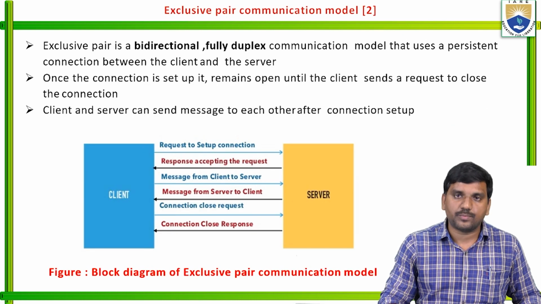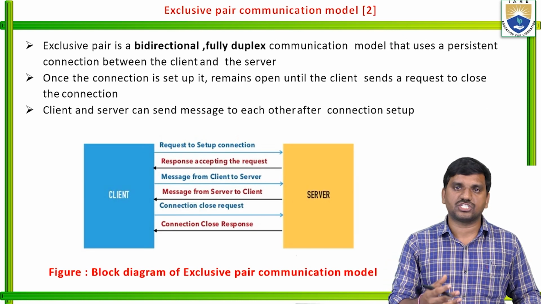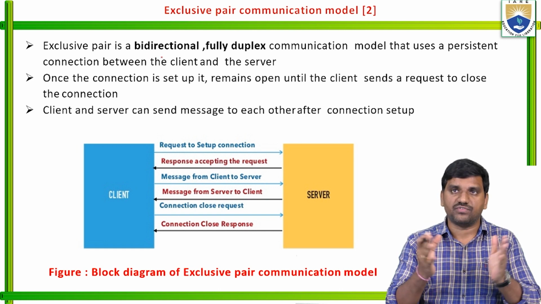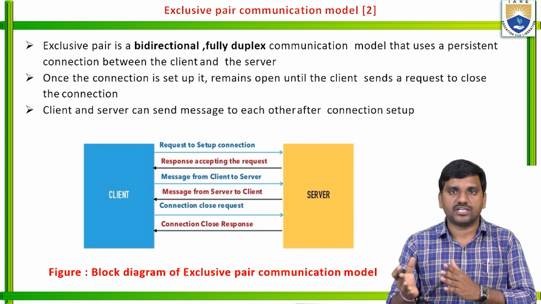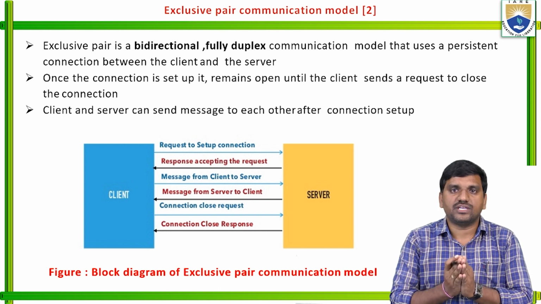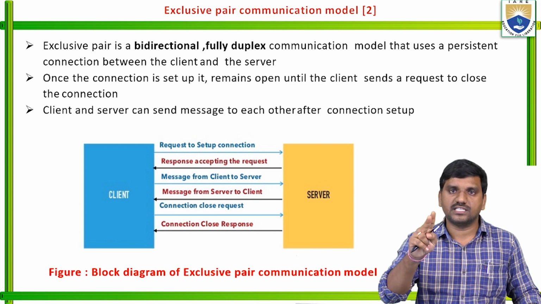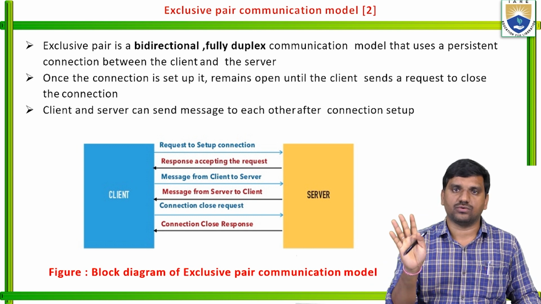The last type of communication model is the exclusive pair communication model. So the exclusive pair communication model is a bidirectional way. It follows a bidirectional full duplex communication model. So bidirectional means what? It can send, it can receive the data. That means it follows two-way communication.